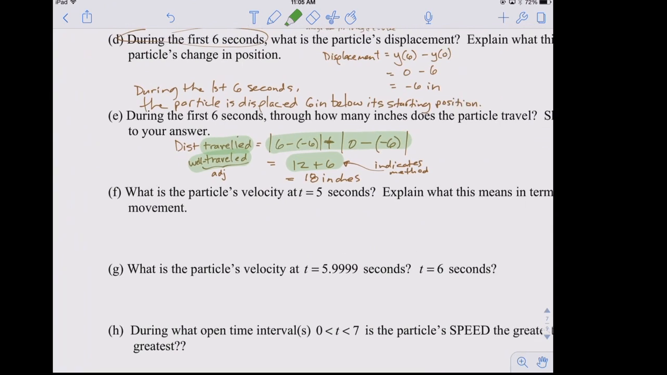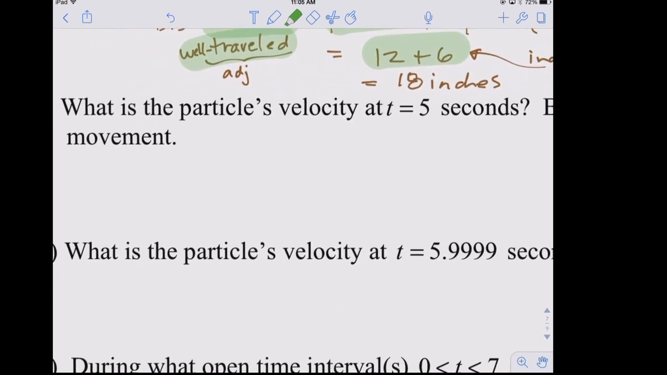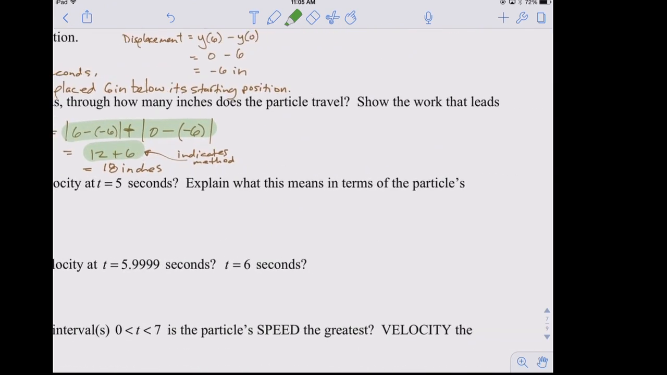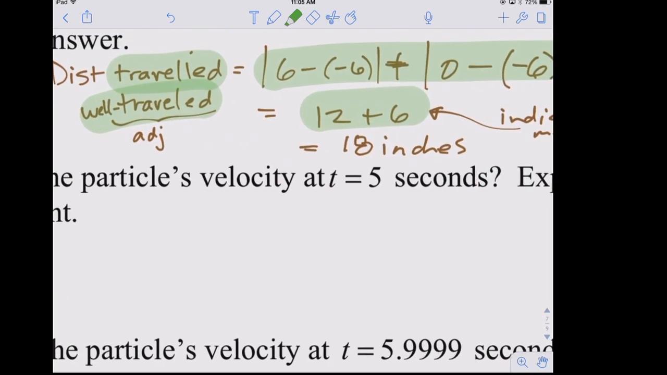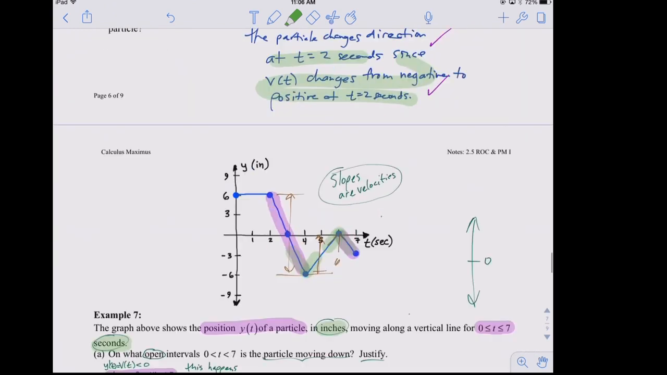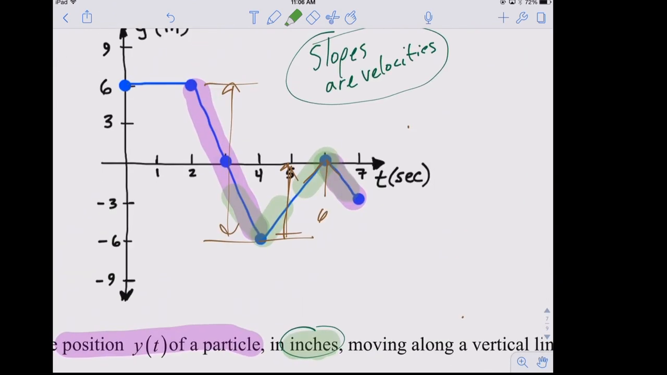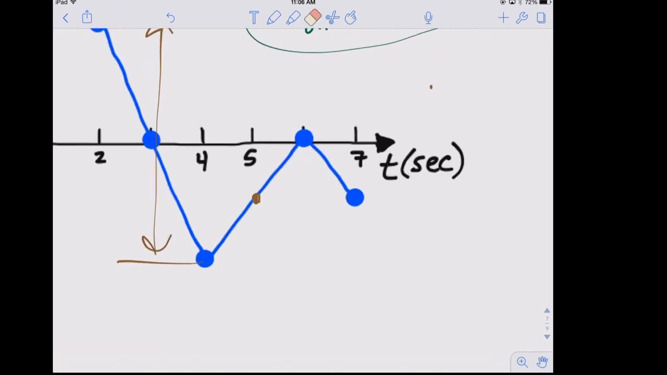So the particle traveled 18 inches just to net 6 inches below its starting position. What is the particle's velocity at t equals 5? Explain what this means in terms of the particle's movement. That's the instantaneous velocity, isn't it? So that's going to be the what of the graph at 5? The derivative. Now from the graph, that's the what? Slope, right? How are we going to find the slope at that point?